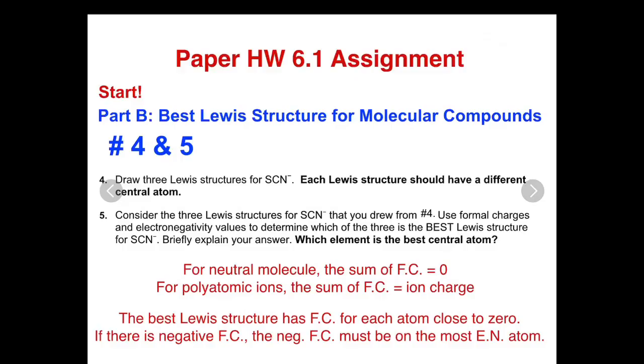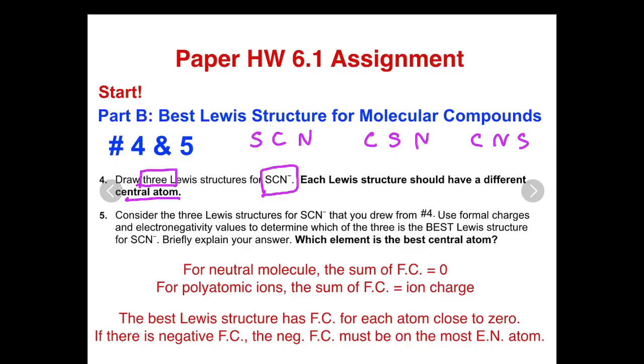number 4 and 5. So for number 4 and 5, what I am looking for here, to guide you through this, you are going to look at these polyatomic ions. You are going to draw 3 Lewis structures, and each of those Lewis structures needs to have a different central atom, which means the first one you are going to have C in the center, right? And the second one you're going to put S in as the central atom. The last one you're going to put N as the central atom, right?